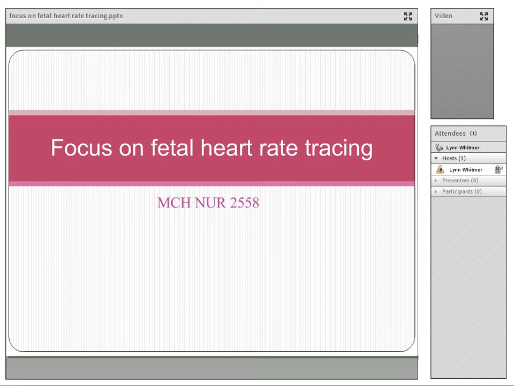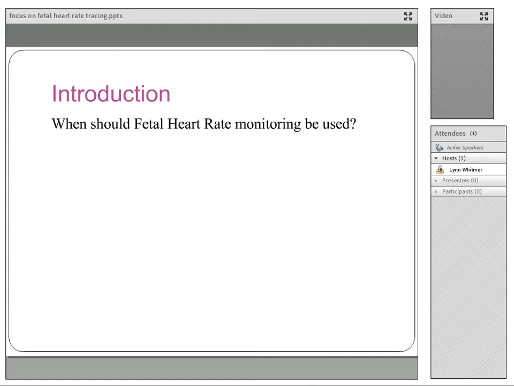Fetal monitoring. To try to stop or impede birth injuries, we wanted to be able to see real time what was happening in utero to the reaction of the baby during the contractions. Please understand that a contraction is a muscular reaction causing a compression onto the fetal vessels.